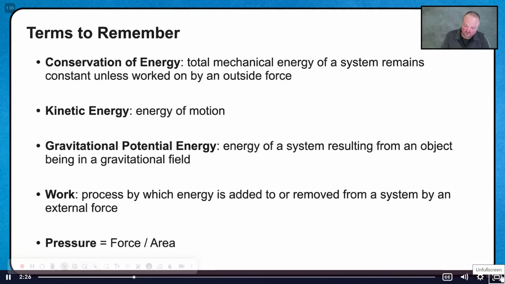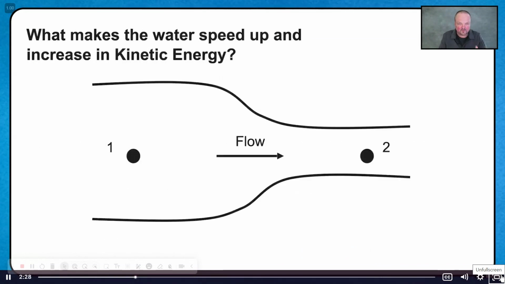which is force over area. So let's first off look at this very straightforward picture that we've looked at several times already in this topic, and that's of a pipe narrowing. On the left, there's a wide pipe at position 1, and on the right, there's a narrow pipe at position 2, and water's flowing from left to right.